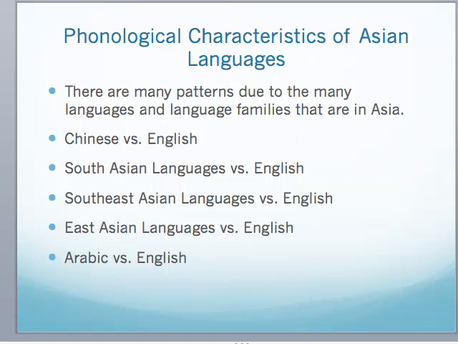Arabic versus English. Arabic is the language of the Arabs. Many Arabs are Muslims, but not all Muslims speak Arabic. For example, Muslims in countries such as Pakistan and India don't speak Arabic. More than 160 million people worldwide do speak Arabic.